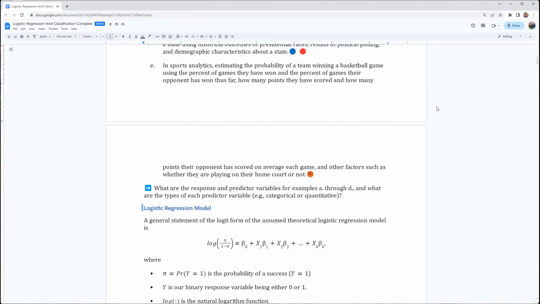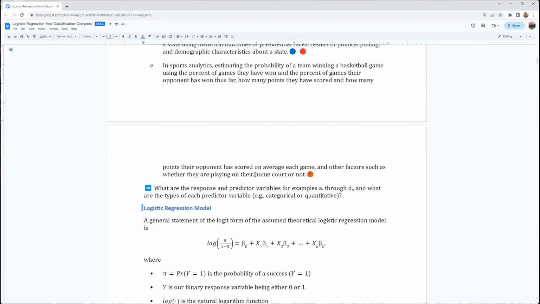Okay. So maybe we're interested in the probability of the Detroit Pistons winning a basketball game. And so we can use the percent of games that they've won so far that year as a predictor, the percent of games that their opponent has won so far this year. It's likely also an important predictor. How many points the Detroit Pistons have scored on average and how many points their opponent has scored on average, et cetera. So many different predictors would be at our disposal to predict this outcome, to estimate the risk or probability of the Detroit Pistons winning.